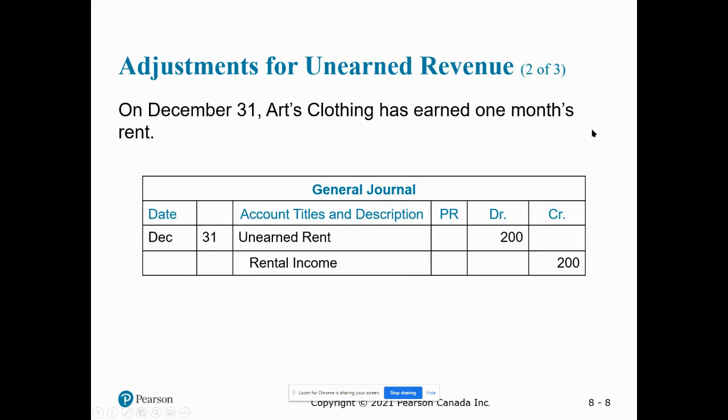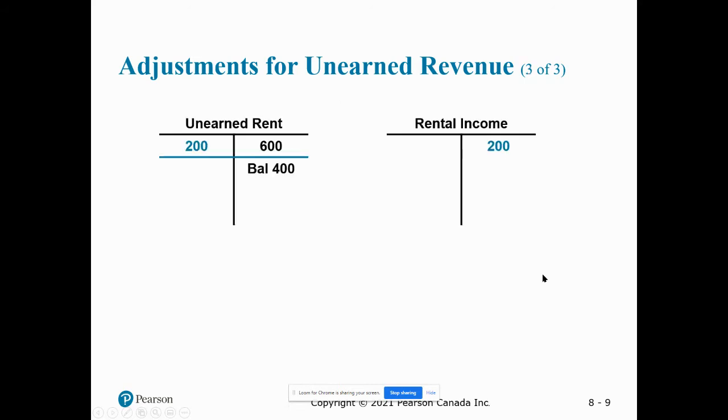So to record the adjustment for the unearned rent, at the end of the first month, we're going to debit unearned rent and say we earned $200 in rental income for December. So when I look at my balance, it started off as $600. At the end of the month, I said, well, $200 of this was actually earned. It shows up as rental income, leaving a balance of $400 of unearned revenue.